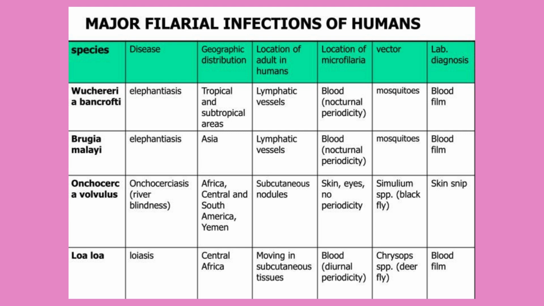Onchocerca volvulus causes onchocerciasis or river blindness, and they are found in the subcutaneous tissue. Microfilaria can be seen in skin and eyes. There is no periodicity like in Wuchereria or Brugia. The lab diagnosis is by skin snip test. Loa loa causes loiasis, and it moves in the subcutaneous tissue. There is a diurnal periodicity, and the vector is Chrysops species or deerfly. So for Onchocerca and Loa loa, it is fly. For Onchocerca, it's black fly, and for Loa loa, it's deerfly or Chrysops. The diagnosis is by blood film.